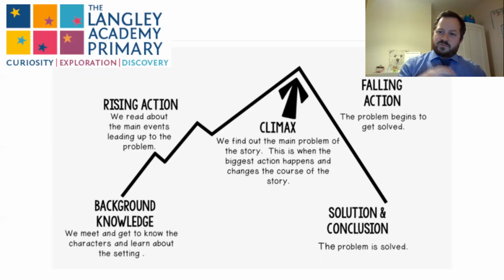Then you think about what's called rising action, or we call it build up in our story map. This is where we think about the main events, the bits that lead us to the main part of our story. And sometimes, as you can see here, even those build-up parts, those rising actions, have peaks and troughs that they go through. Something happens, it gets resolved, and then something else starts happening again.